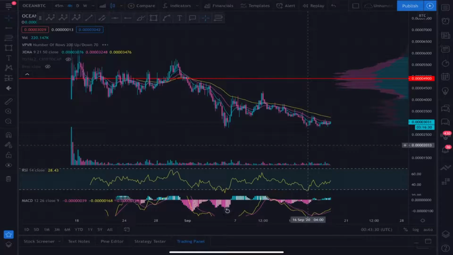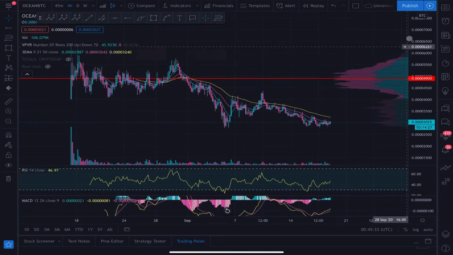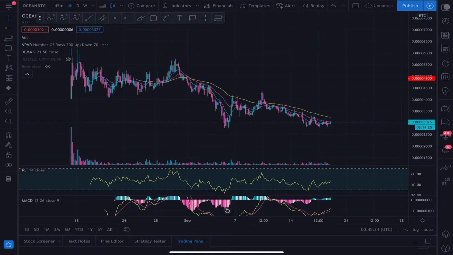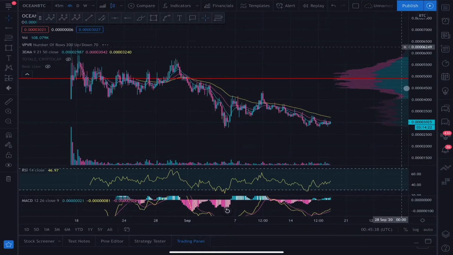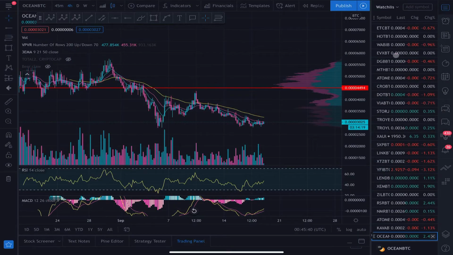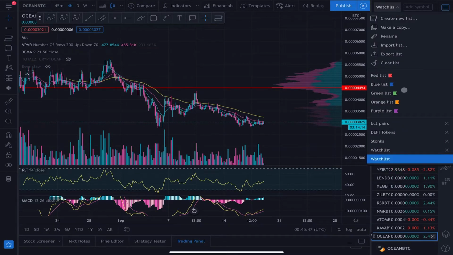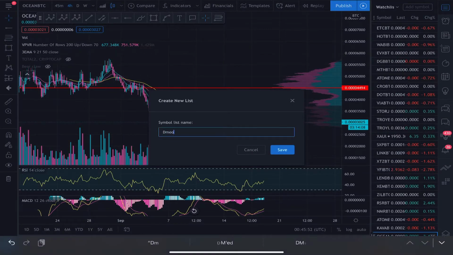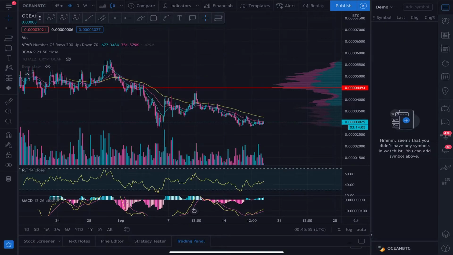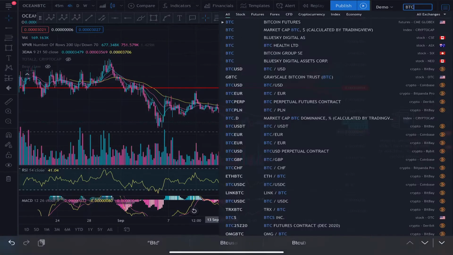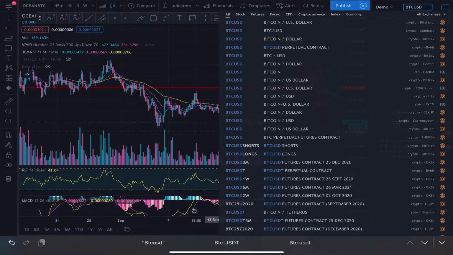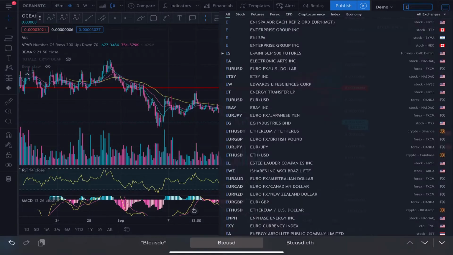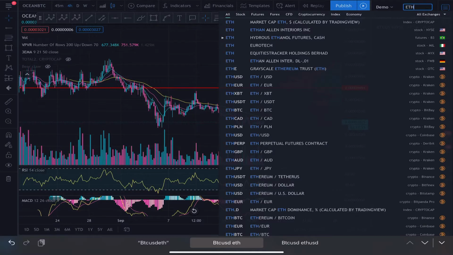So let's take a look at TradingView here. If you go over to the right hand top corner, we have this tab right here. This right here is your watch list. When you make a watch list, you go down here and create a new list. We'll call it demo, and we're going to add symbols. I want Bitcoin, BTC USD, on Bitstamp, and I want Ethereum, ETH USD.